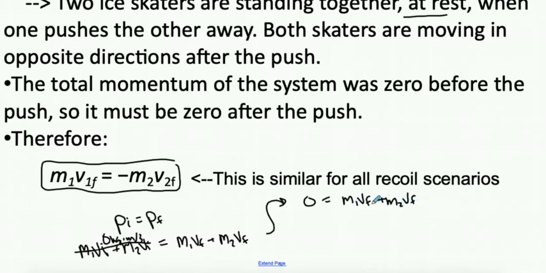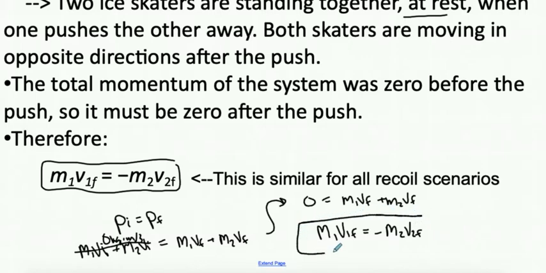Then we can solve this equation. So we can move this to the left. Either way, one of those is going to be negative, so we write it out like this. So the final momentum of object 1 is equal to the final momentum of object 2, but that's in the opposite direction.